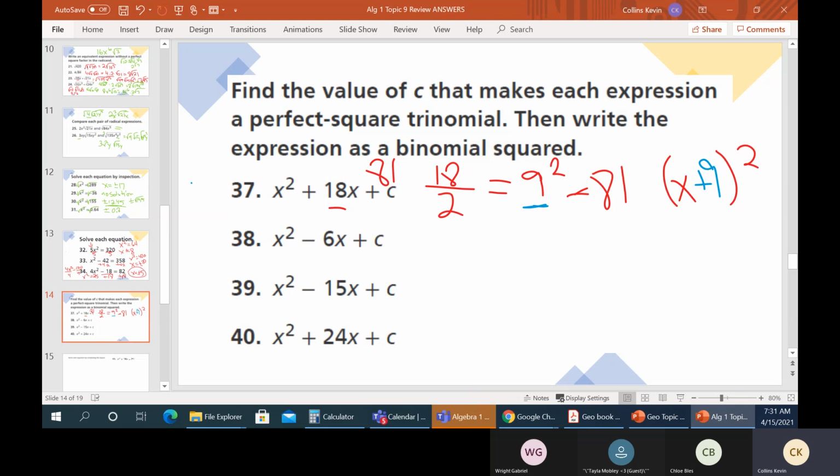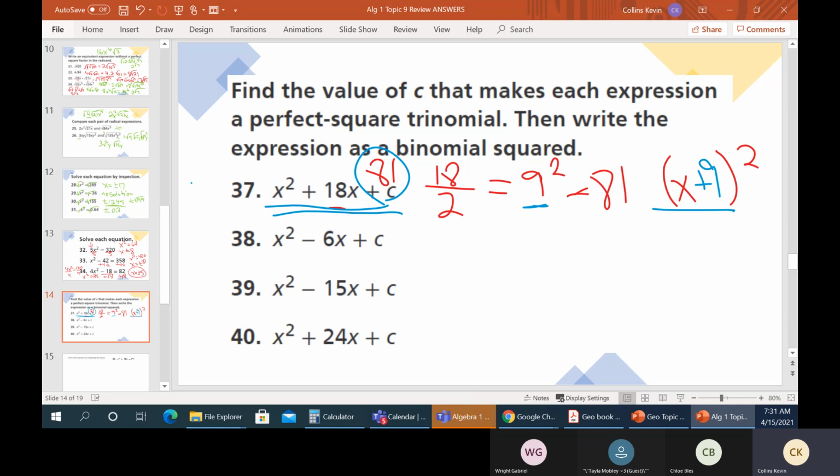So if you take x plus 9 and square it, you will get back x squared plus 18x plus 81. So the whole technique is to come up with a number that we add on to the end here that turns it from this to this. That's what we're trying to do. Okay?